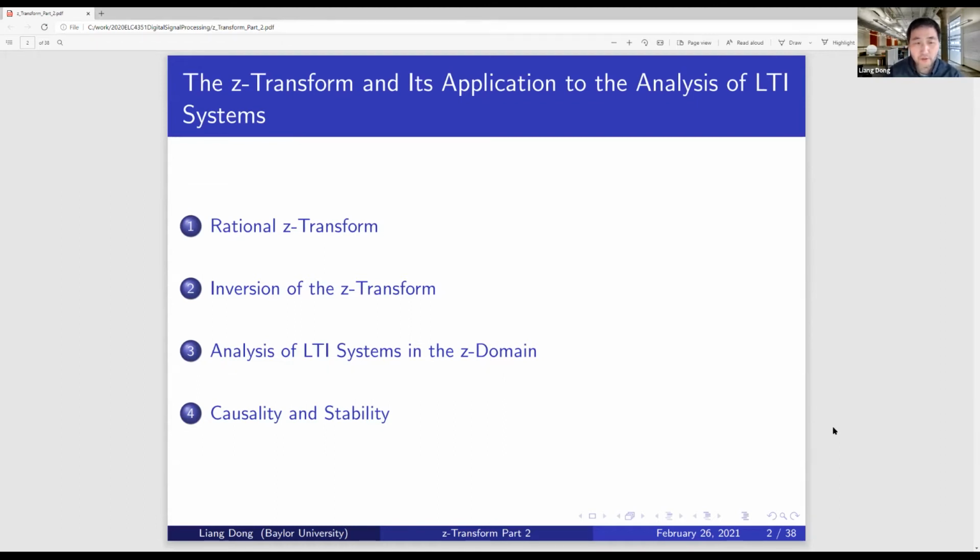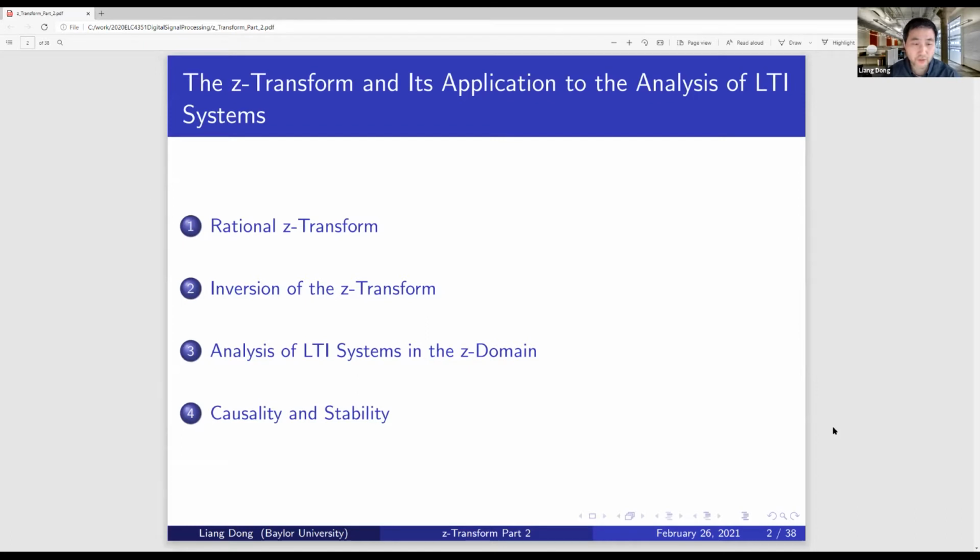Z-transform. We talk about a rational Z-transform. It's a rational format. The reason we are doing that is because we want to deal with the linear time invariant system. It comes from a difference equation. We will see their connections in this lecture. And then afterwards, we will talk about the inverse of the Z-transform.